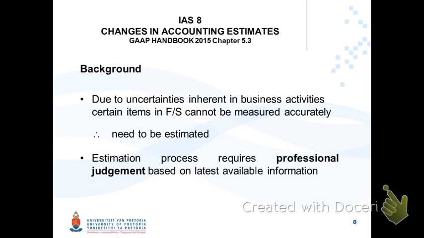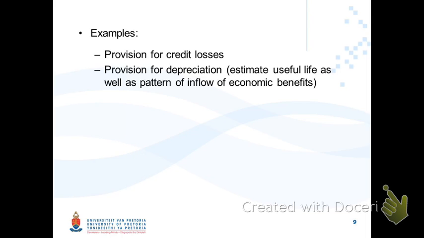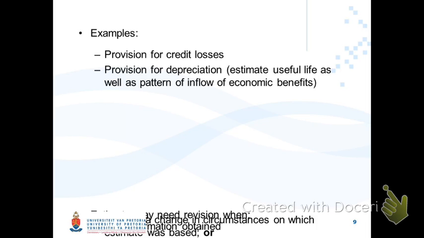Now, due to uncertainties inherent in business activities, certain items that we find in financial statements cannot be measured accurately and therefore need to be estimated. Now, this estimation process requires professional judgment and it will be based on the latest available financial information. Examples are provision for credit losses and provision for depreciation, such as estimated useful life, as well as the pattern of inflow of economic benefits, in other words, depreciation.